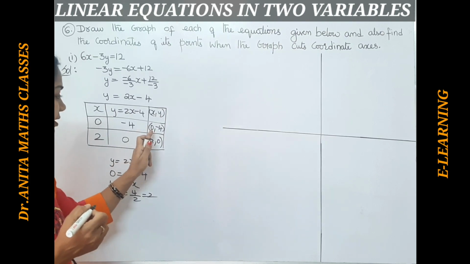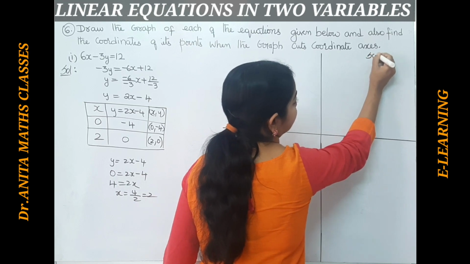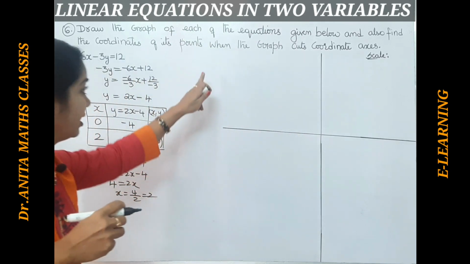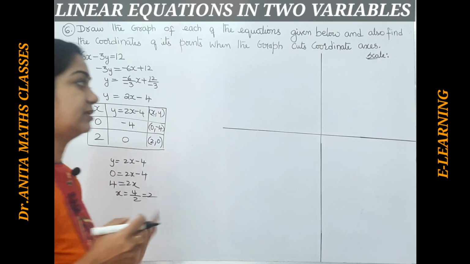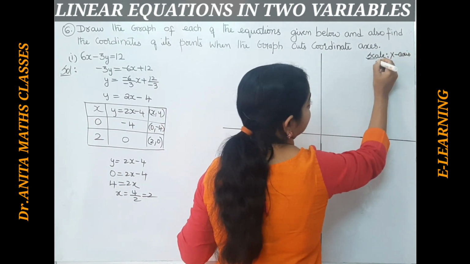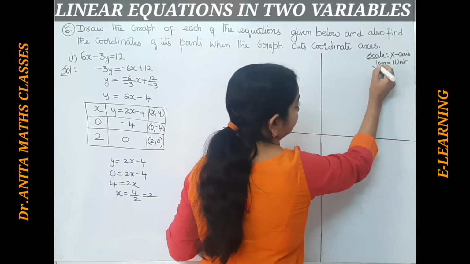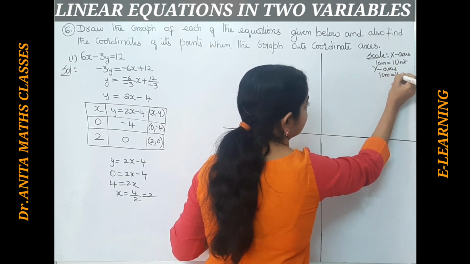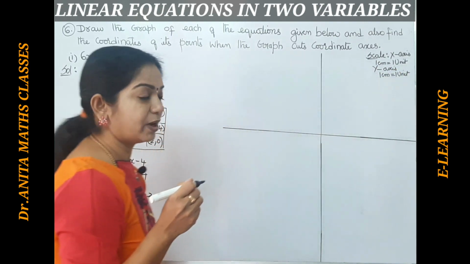Now we will plot the graph, 0 comma minus 4, and also we will be writing the scale here. Please do not forget to write the scale. I have skipped writing the scale for the fifth problem. Okay, do write the scale here. On the x-axis, 1 centimeter we will take as 1 unit. Right, on the y-axis also I'll take 1 centimeter as 1 unit, because the values here are simpler values, not big values. So I'm taking only 1.